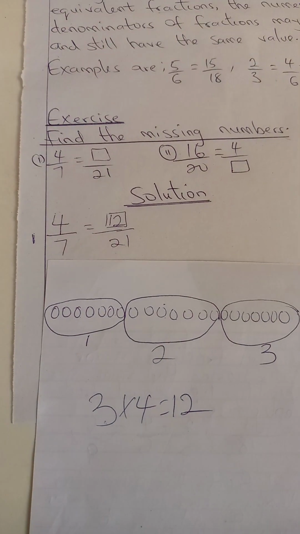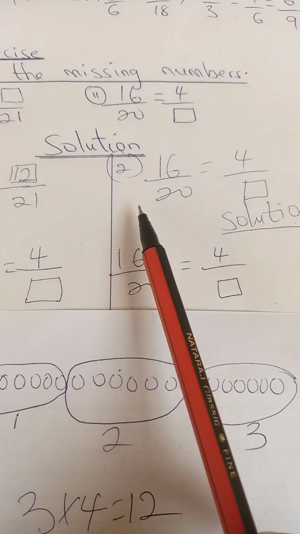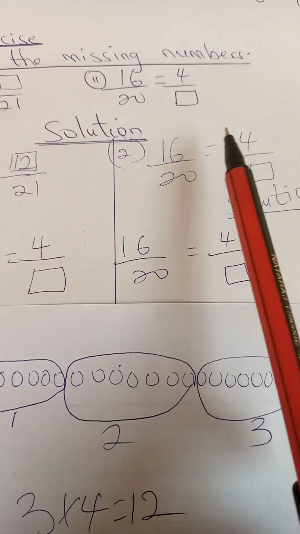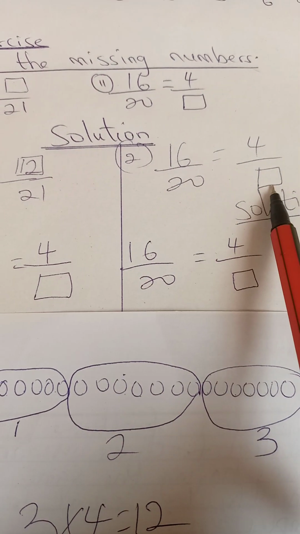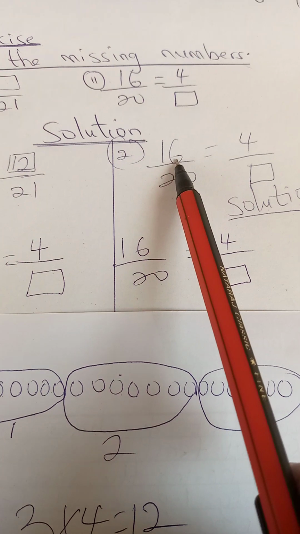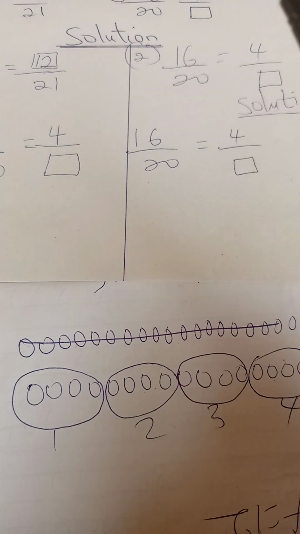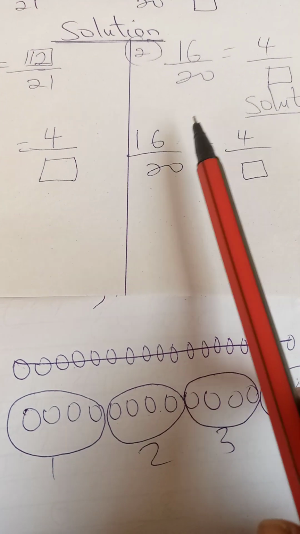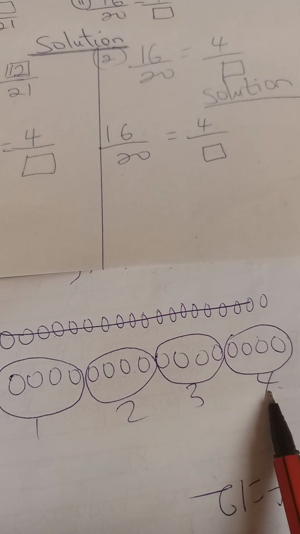Now let's go to the second question. And for the second question, I'll look for the one that has the complete numbers. Here, it is the numerators that are complete. The denominators are not complete. For this reason, since the numerators are complete, I'll take 16 and divide by 4. So here, I've taken my 16 and divided by 4. So the answer I got is 4.